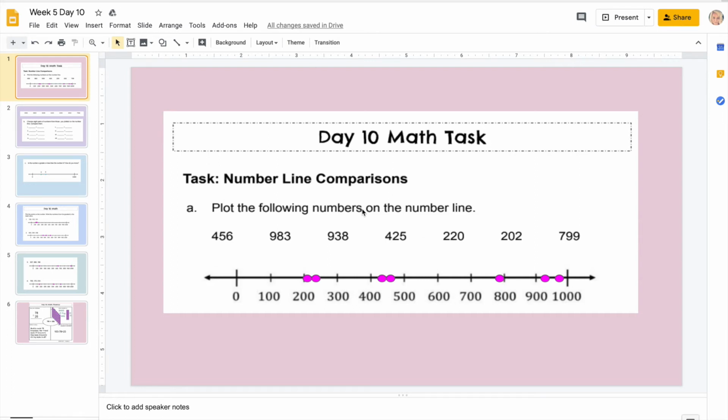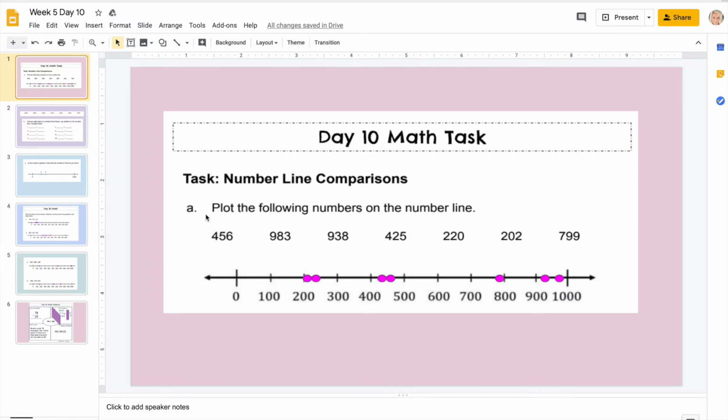We are here to go over our day 10 math in the distance learning packet, and it looks like we're going to start today with a math task. Here we have a number line, and we're going to be comparing numbers, similar to what we've been doing, comparing numbers based on the place value of each digit. And we're getting into some number lines here.